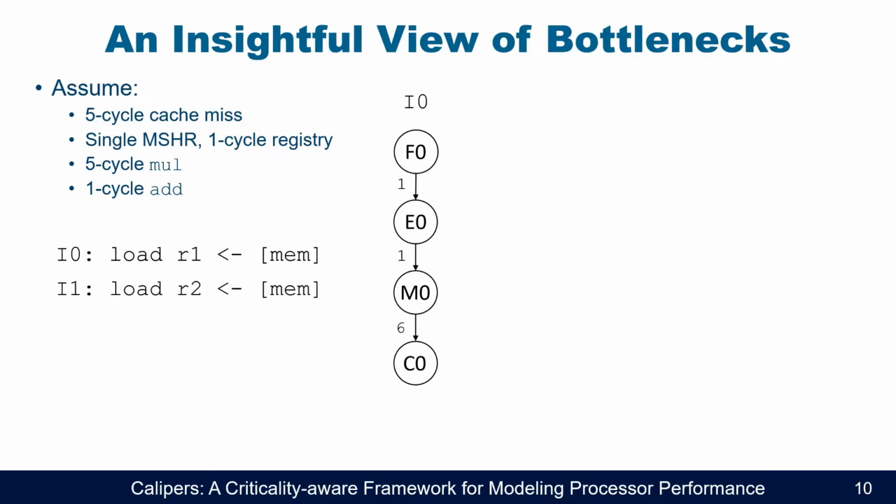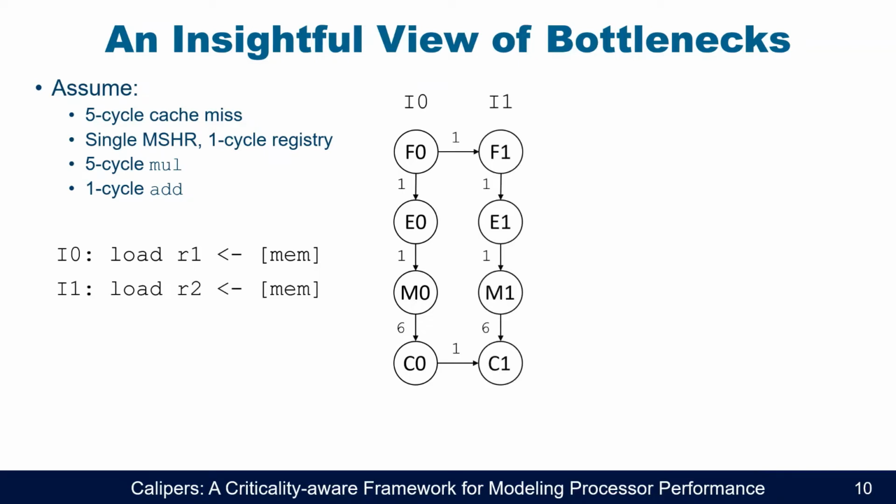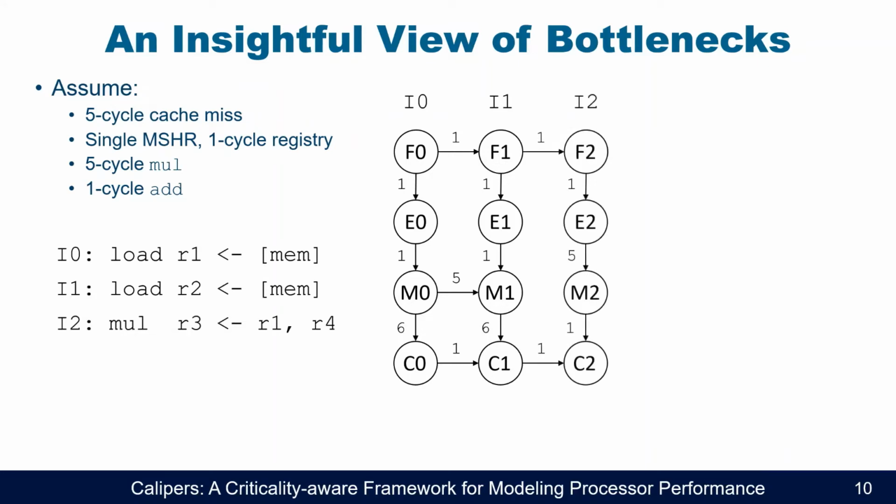The next instruction is another load. And assuming it is also a miss, the edge weights are similar to the previous instruction. But since there is only one MSHR, there is a structural hazard here shown by the edge from M0 to M1, meaning that the second request is blocked until the first one vacates it. The next instruction is a multiply with the vertices as shown here. Since this multiplier reads R1, there is a data dependency to the first load shown by the edge from M0 to E2.